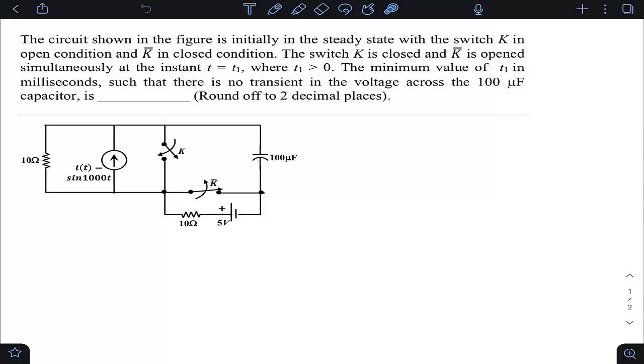This question is asked in GATE 2023 of electrical. This is from network subjects and related to the transient topic.